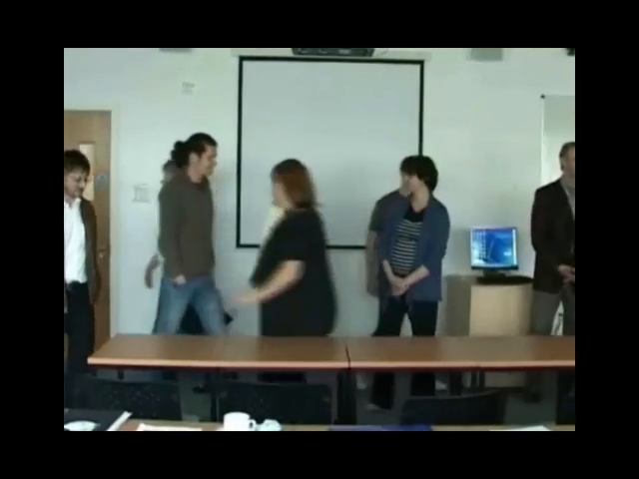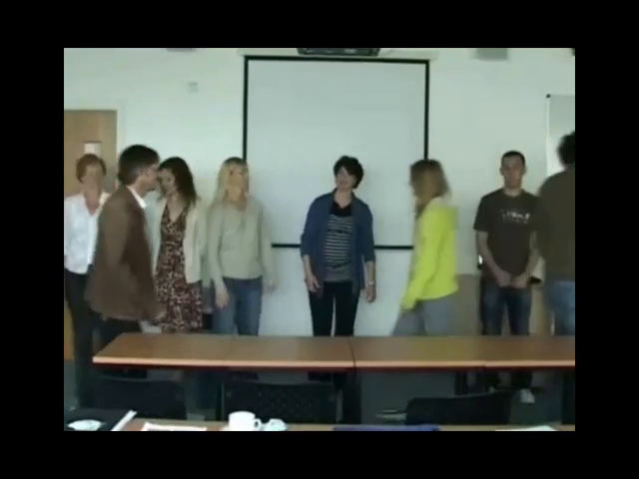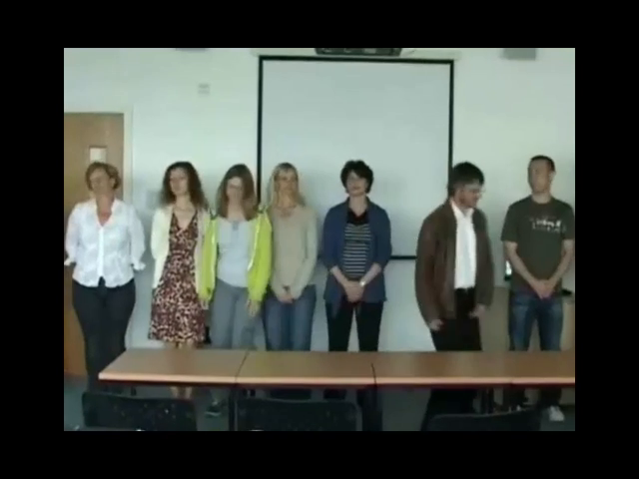This is an illustration of ranking based on heights. Here we've got a collection of men and women of varying heights, and at the moment they're arranged in no particular height order. But if we ask them to sort themselves into height order, they're now rearranging themselves so that we've got the shortest on the left, moving through to the tallest on the right. So they're ranked in order of height.